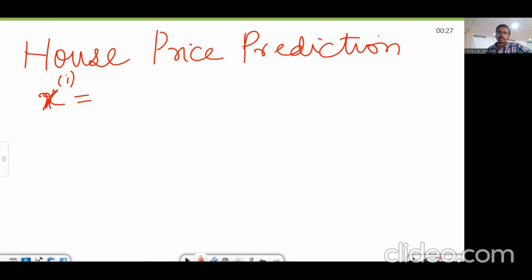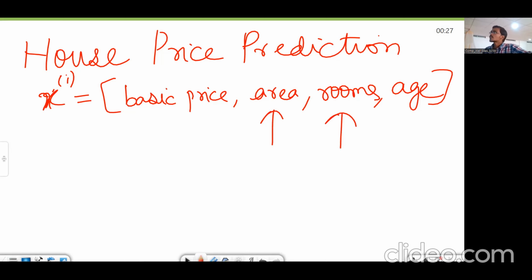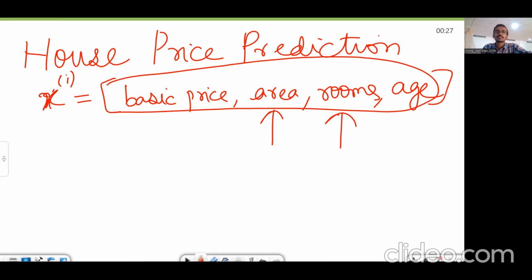any feature vector x of i, we can have the features like basic house price. After basic price, we can have price dependent on the area of the house. Then we can have price for the number of rooms. Then the price also depends on maybe how long back the house was built. That means age of the house, and so on. So we cannot say that the house price depends on only the area or only the rooms and so on. It depends on a collection of all the values present in this vector.